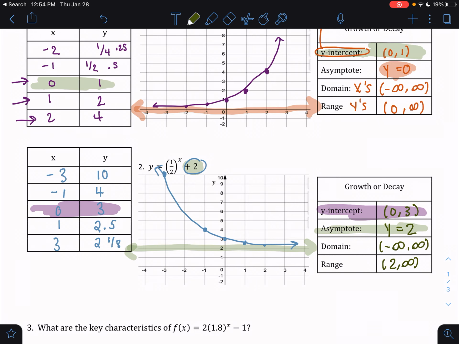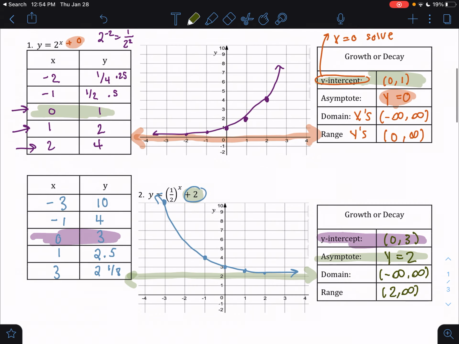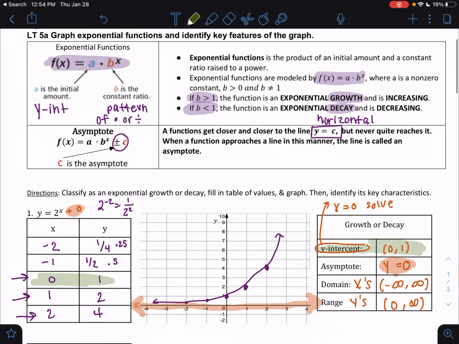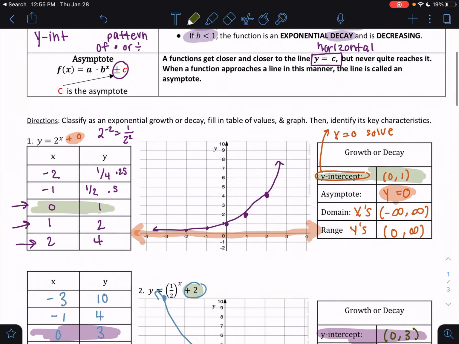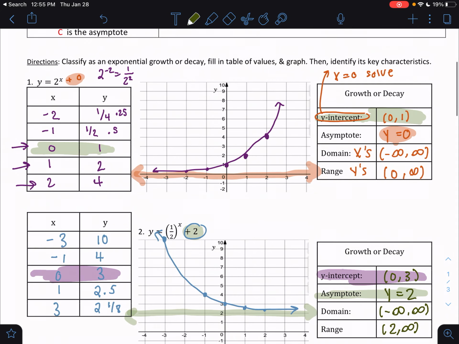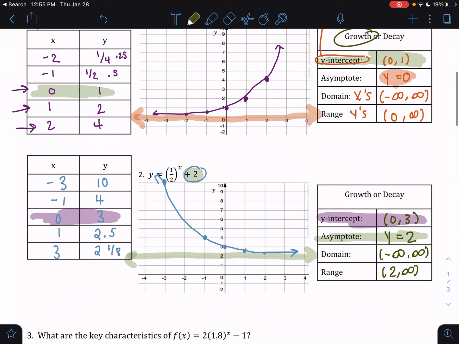And then, I forgot to do it on the first one there, we need to decide if it is growth or decay. So remember, to decide if it's growth or decay, we have to see is b greater than 1. And b is the number that is attached to the exponent. So, is b greater than 1 for the first one? Sure is, so it would be growth. Is b greater than 1 on here? Nope. So it would be decay because it's less than 1.